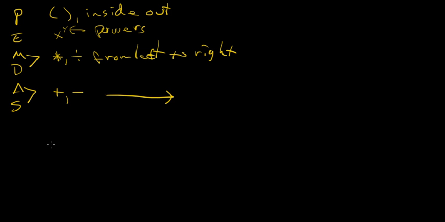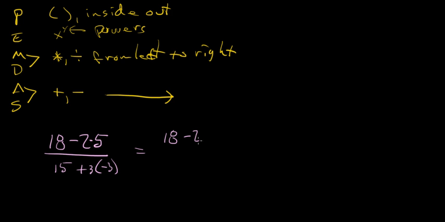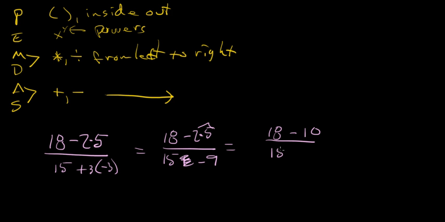Now, let's do an example. We've got 18 minus 2 times 5, that's not 2.5, that's 2 times 5, over 15 plus 3 times negative 3. Right away you see parentheses, so let's get rid of that first. 18 minus 2 times 5 over 15 plus 3 times negative 3 is negative 9, and I can get rid of the plus here. And then I've got a multiplication here. So 18 minus 10, 2 times 5 is 10, over 15 minus 9.